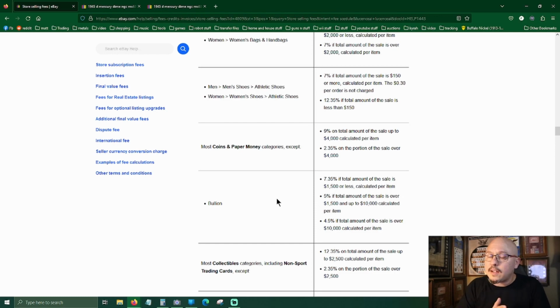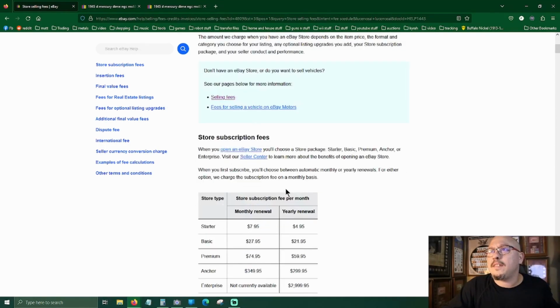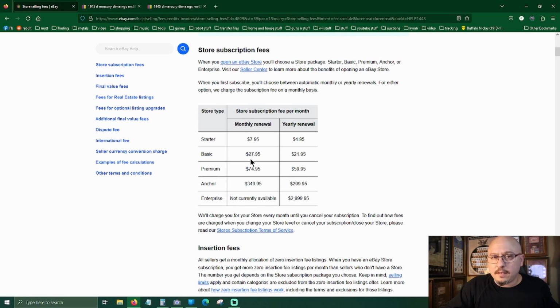But the key is you have to be selling enough to cover the cost of that membership. And so we'll go up here and we'll look at the membership cost. So the basic is the entry level into that pricing for that upgraded fee schedule. And that is the monthly renewal is $27.95. Or if you're for sure in it for the long haul and you're willing to take that dive, you can save even more money by doing the yearly renewal, paying it all at once for 12 months. So that would be $21.95 times 12 months. I'm not doing the math, you can do it.